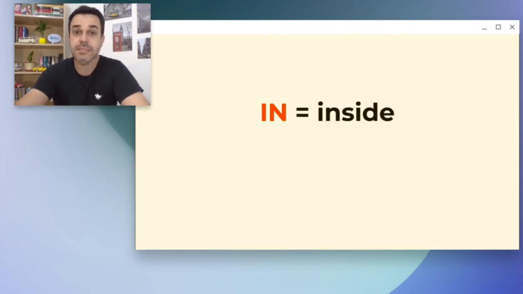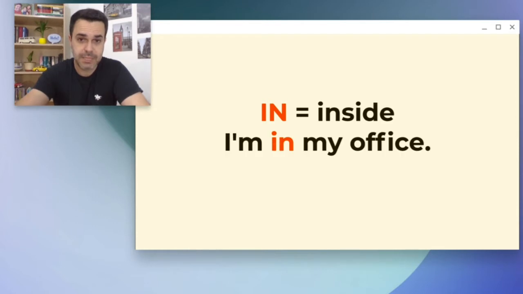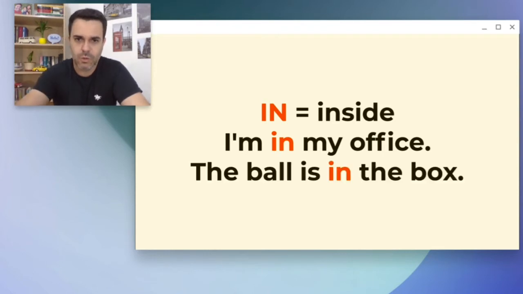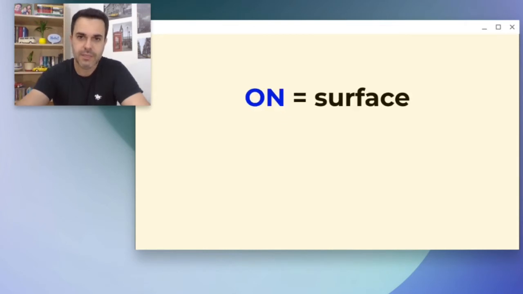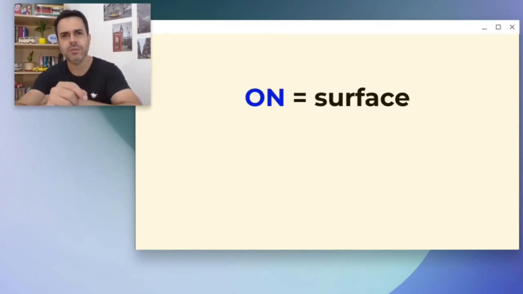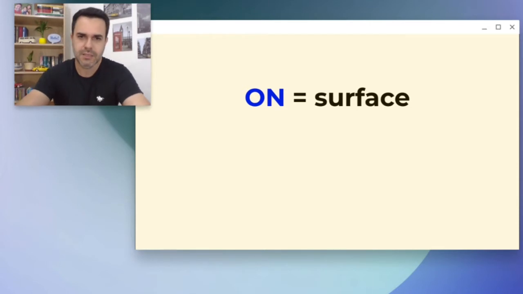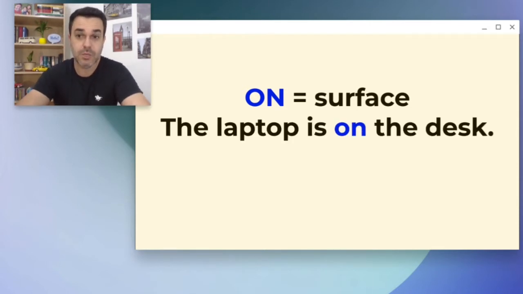First, in means inside. Like here, I'm in my office. It means I'm inside my office. Or the ball is in the box, which means it's inside the box. Now, on means on the surface. Like the laptop is on the desk, which means it's on the surface of the desk.